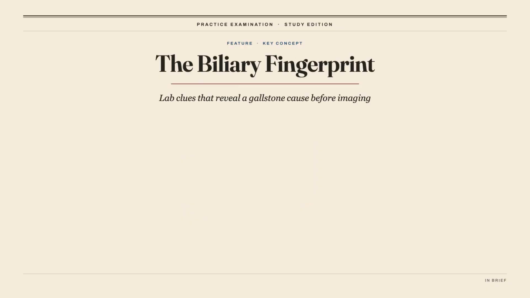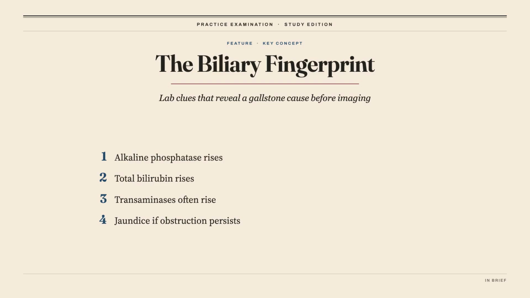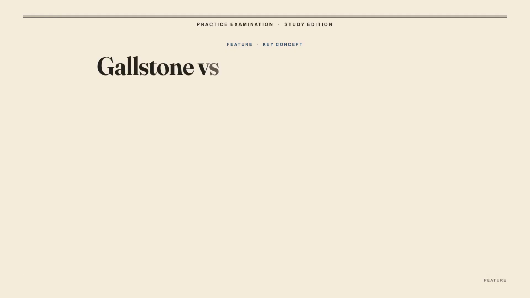Because bile flow is blocked alongside pancreatic flow, the labs leave a fingerprint: alkaline phosphatase rises, total bilirubin rises, transaminases often climb too, and jaundice appears if the blockage persists. A pancreatitis patient with these findings is announcing a biliary cause before any imaging is even ordered.